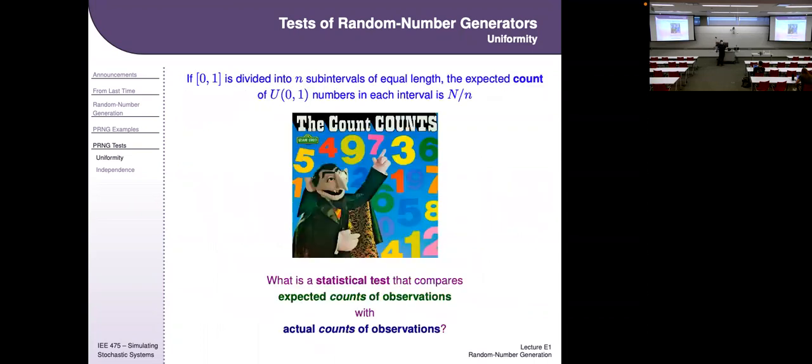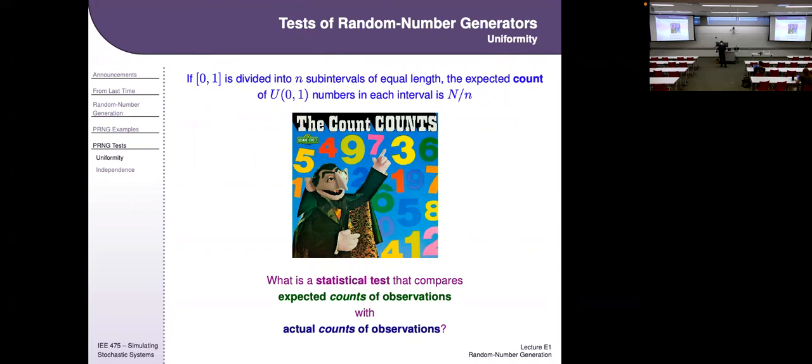So we have to think, what statistical tests can we use? So this is sort of the prediction that I want to work off of here. If the uniform distribution is divided into n subintervals of equal length, the expected count of each of those subintervals should be N divided by n. So it should be equal across all of the subintervals. So I draw capital N numbers across little n intervals.